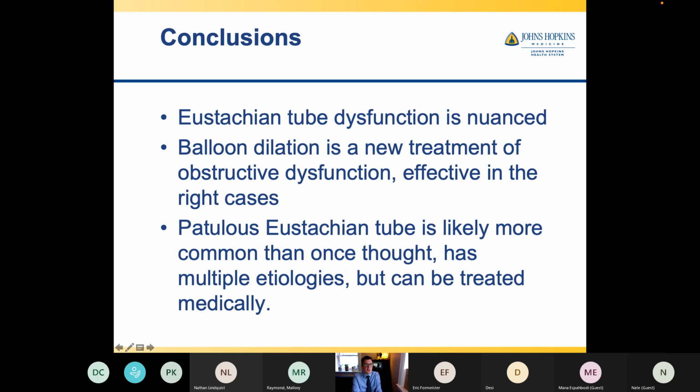All right, so my conclusions are: eustachian tube dysfunction is nuanced. Balloon dilation is a new treatment of obstructive eustachian tube dysfunction, and in the right cases, I think it's effective. Patulous eustachian tube dysfunction is probably a lot more common than we once thought, has multiple etiologies, but most of the time, that is in the majority of people, it can be treated medically.